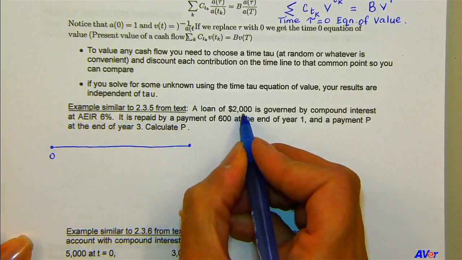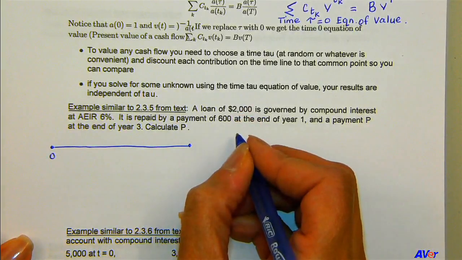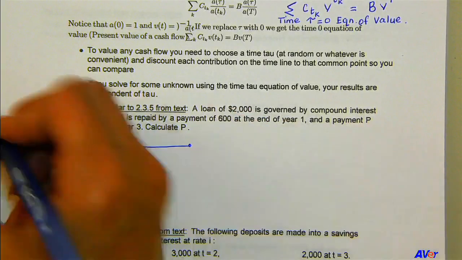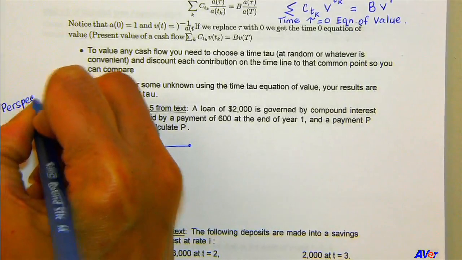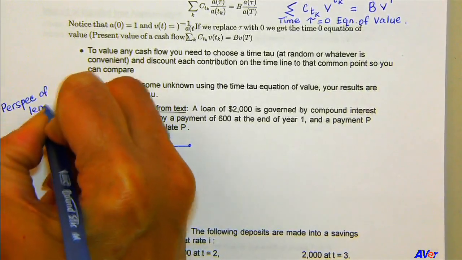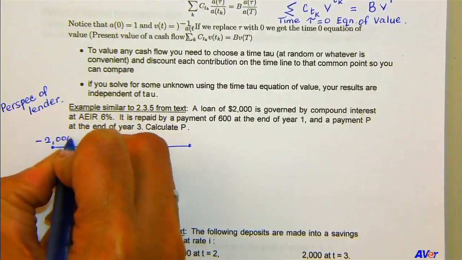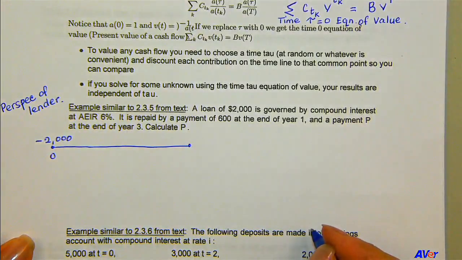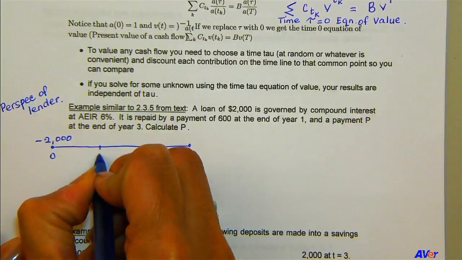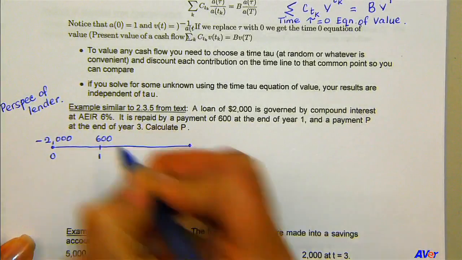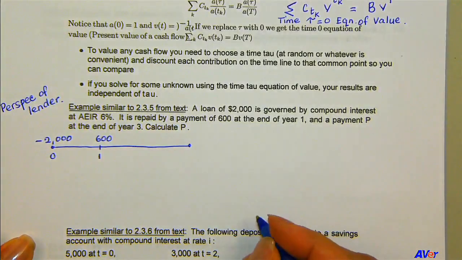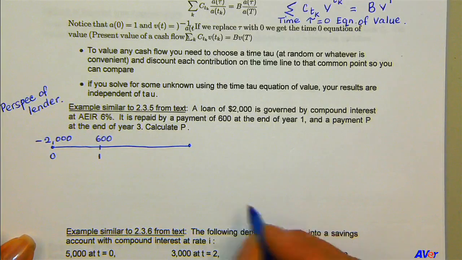A loan of $2,000. So let's look at this from the perspective of the lender, okay? So the lender is shelling out $2,000 at time 0. It is repaid by a payment of $600 at the end of year 1. So let's go to time 1. And the guy is getting back his $600, right? The guy who loaned out the $2,000 is getting a deposit of $600 because I'm paying him back, so it's positive. And a payment of P at the end of year 3.